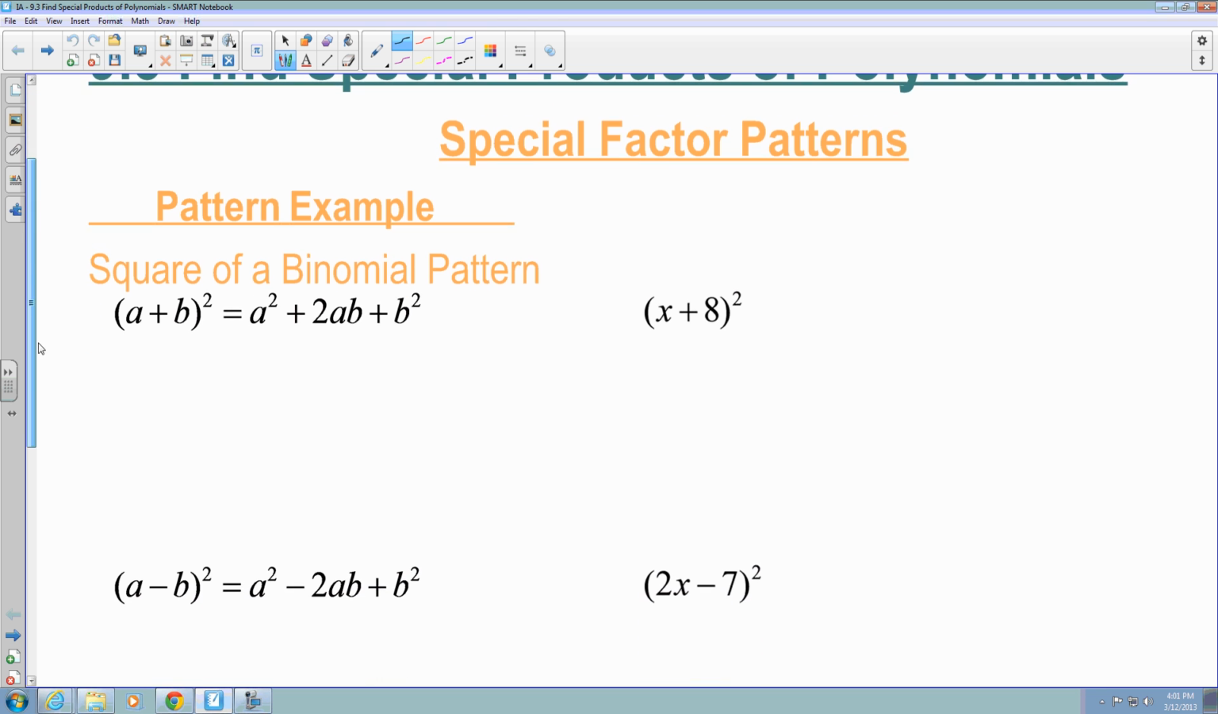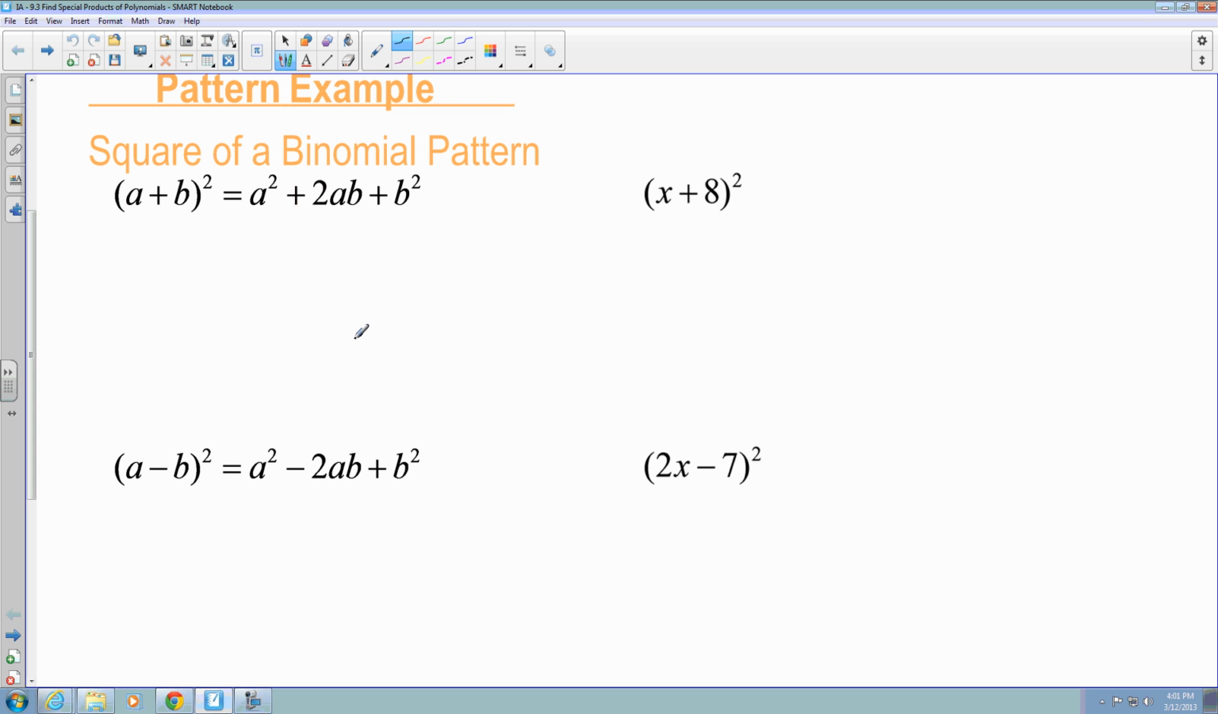So today, the first two examples I'm going to show you are what is called square of binomial patterns. One of which is, if we had two values a plus b and we squared both those values, that would end up equaling a squared plus 2ab plus b squared. If I had a minus b quantity squared, it would equal a squared minus 2ab plus b squared.